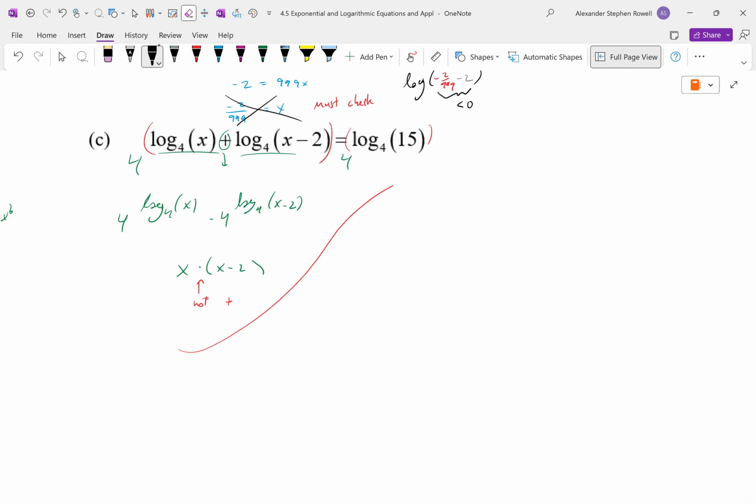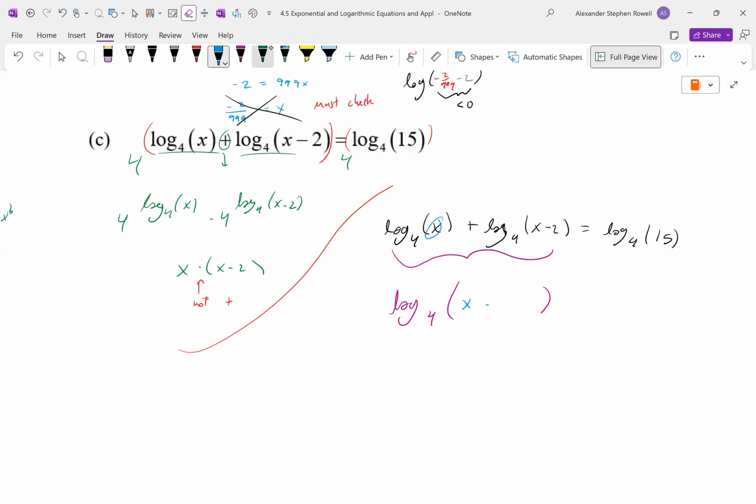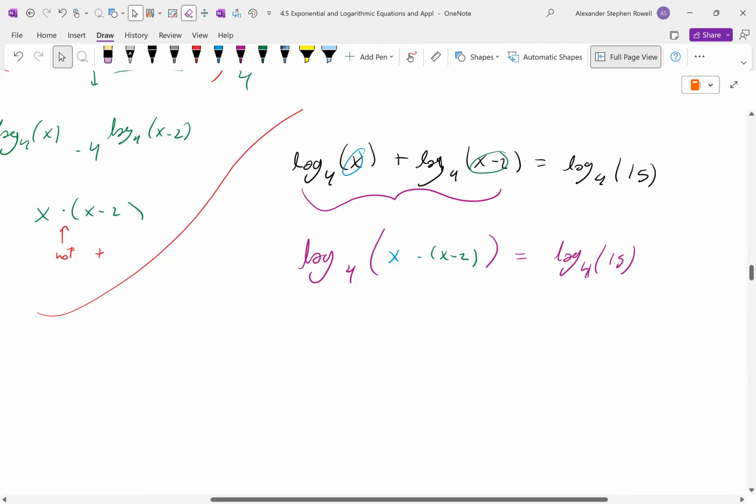But let's do this the way that's recommended, which is to combine logarithms. So what's the rule? How do we combine these? x times (x minus 2) is equal to log base 4 of 15. Once we have a single log on each side, we can do the inverse, and the inverse is 4 to the power of the side.